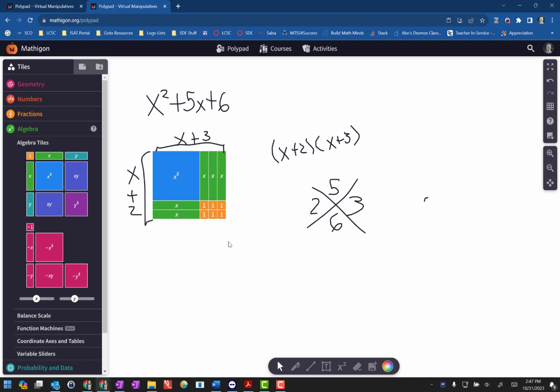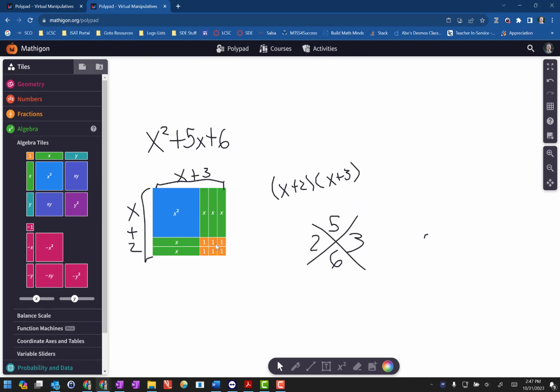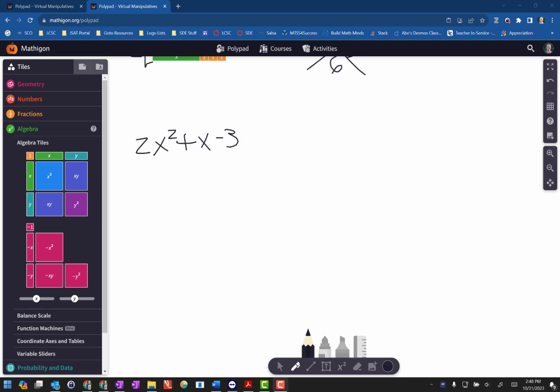All right, so the question is then, what do we do when things don't match up nicely? And what if we have negative numbers? So I want to walk through that real quick. We're going to do a very similar example. Let's do 2x squared plus x minus 3. And I've already checked that this actually does factor.